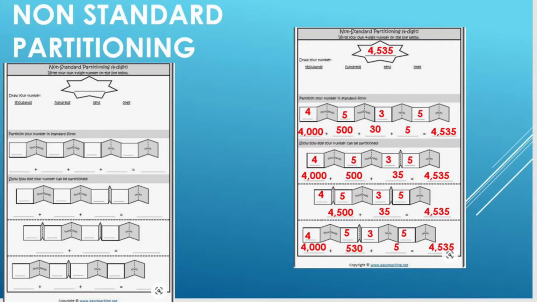But I can also think about it in different forms. So the second way I could think about it is 4,000s, 500s, and 35 tens. I could also think of it as 45 hundreds, like the third example, and 35 tens. But no matter which way I do, it's still equal to 4,535.